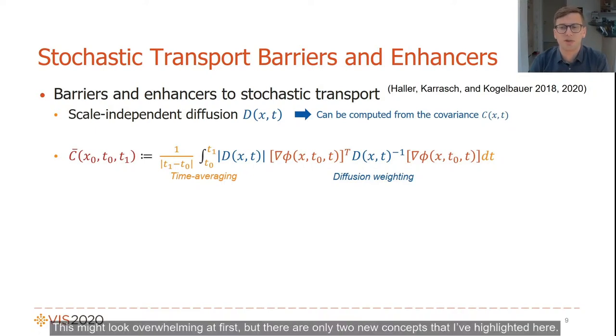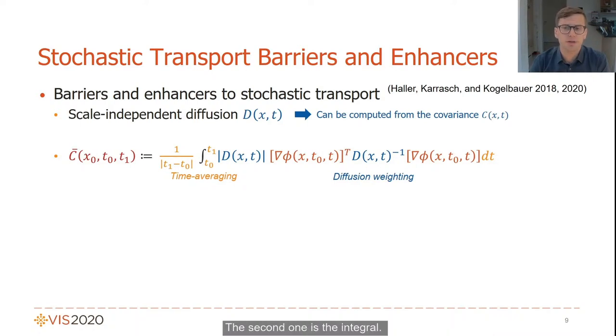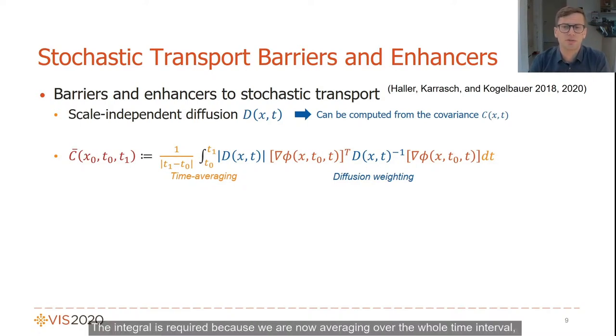This might look overwhelming at first, but there are only two new concepts that are highlighted here. The first is the diffusion that is applied to the derivative of the flow map. The second one is the integral. The integral is required because we are now averaging over the whole time interval. So we're not just looking at the endpoints of each tracer particle, but everything in between.